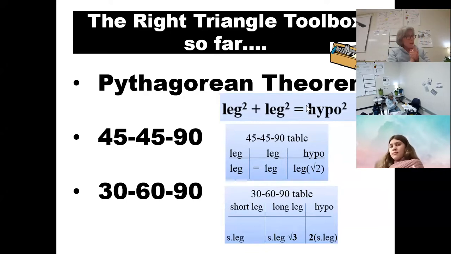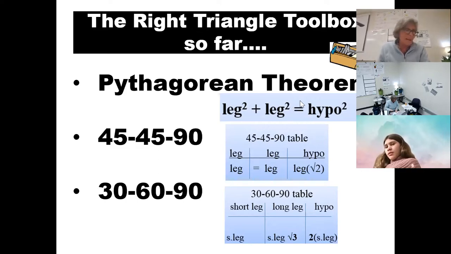Then we had, chant with me, 45, 45, 90, leg, leg, leg, root 2. Then we had 30, 60, 90, short leg, root 3, short leg times 2. That's where we've been at.